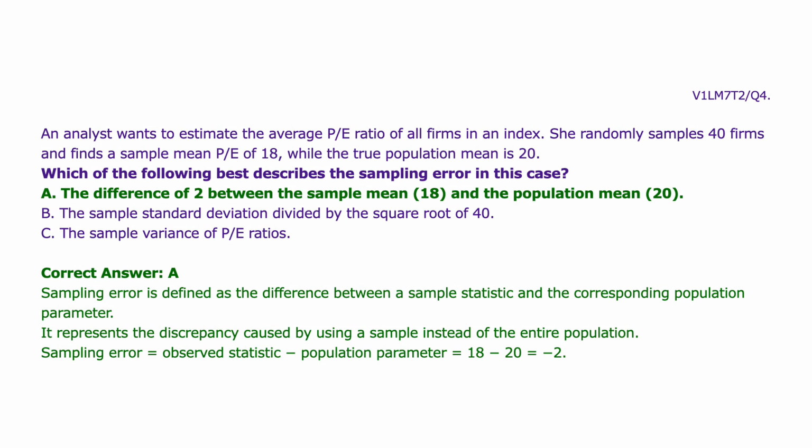Sampling error is the difference between the sample statistic and the population parameter. In this case, it is the difference of 2, 18 versus 20. That's the direct definition of sampling error.